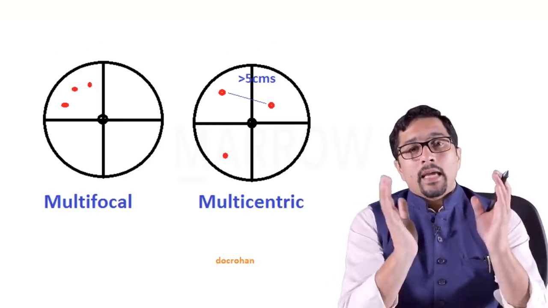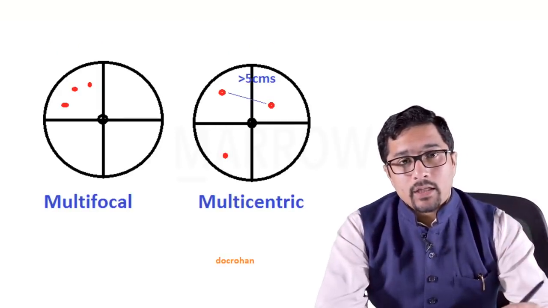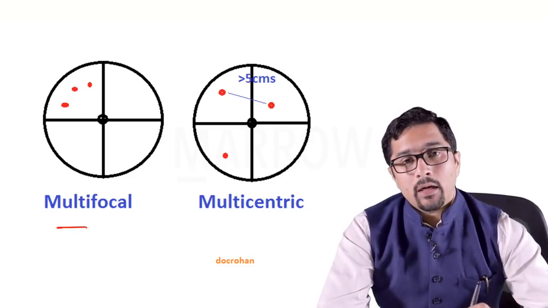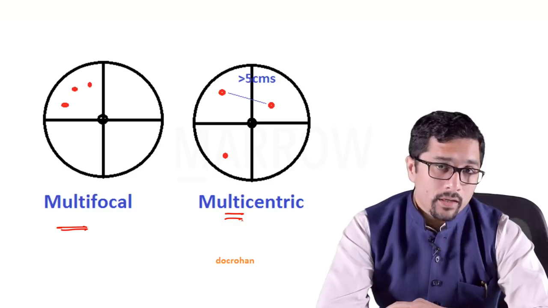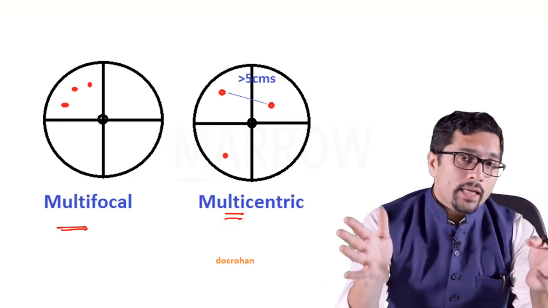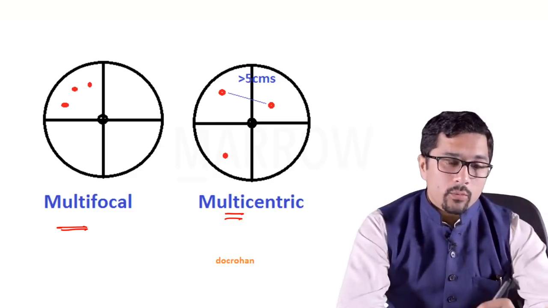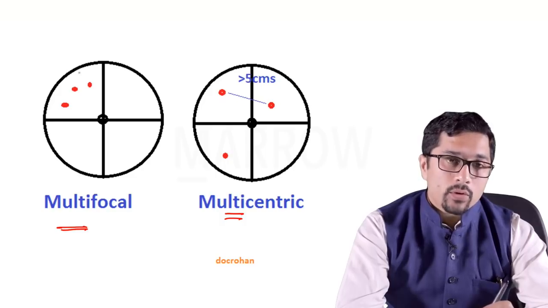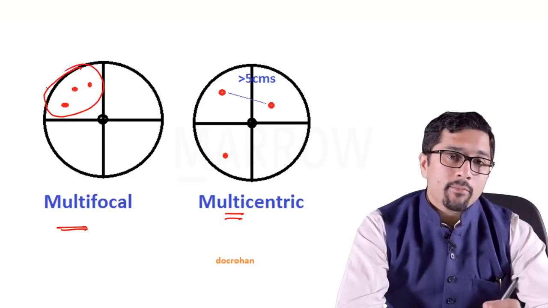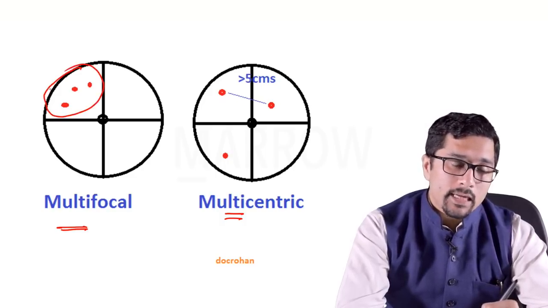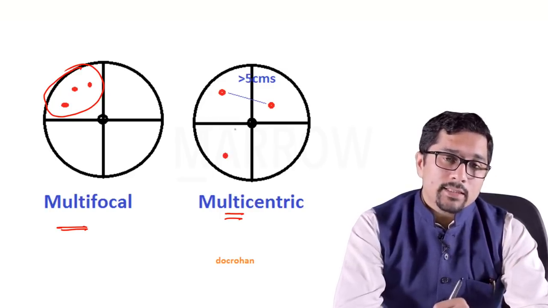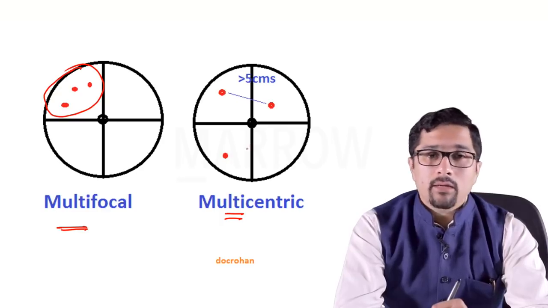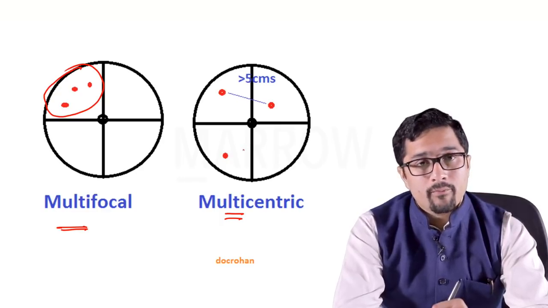Next, MRI is the best investigation to identify multifocal and multicentric breast lesions, right? So multifocal is when you have more than one lesion in the same quadrant of the breast. That is a multifocal lesion. Whereas if you have lesions in separate quadrants, it becomes multicentric.